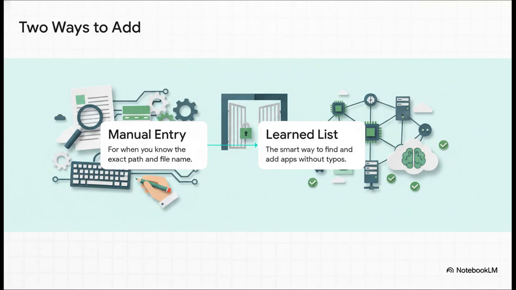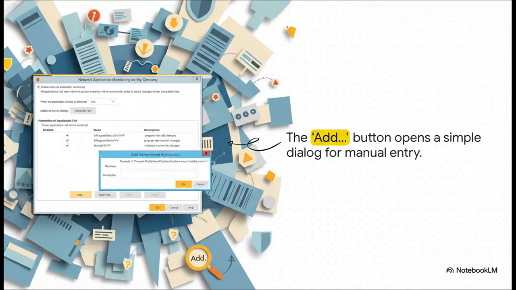So how do we actually get an application onto this VIP list? Well, it happens in one of two ways. You can either add it manually, if you know exactly what you're looking for, or you can use the system's brain to just pick from a list of apps it's already found out there on your network. So the first method, using that add button, is super straightforward. It pops open this little dialog where you can type in the full file path, or even just the name of the executable, like iexplore.exe. You can also use wildcards here, which is pretty handy, and we'll get to that in just a second. This is great for those quick surgical additions.